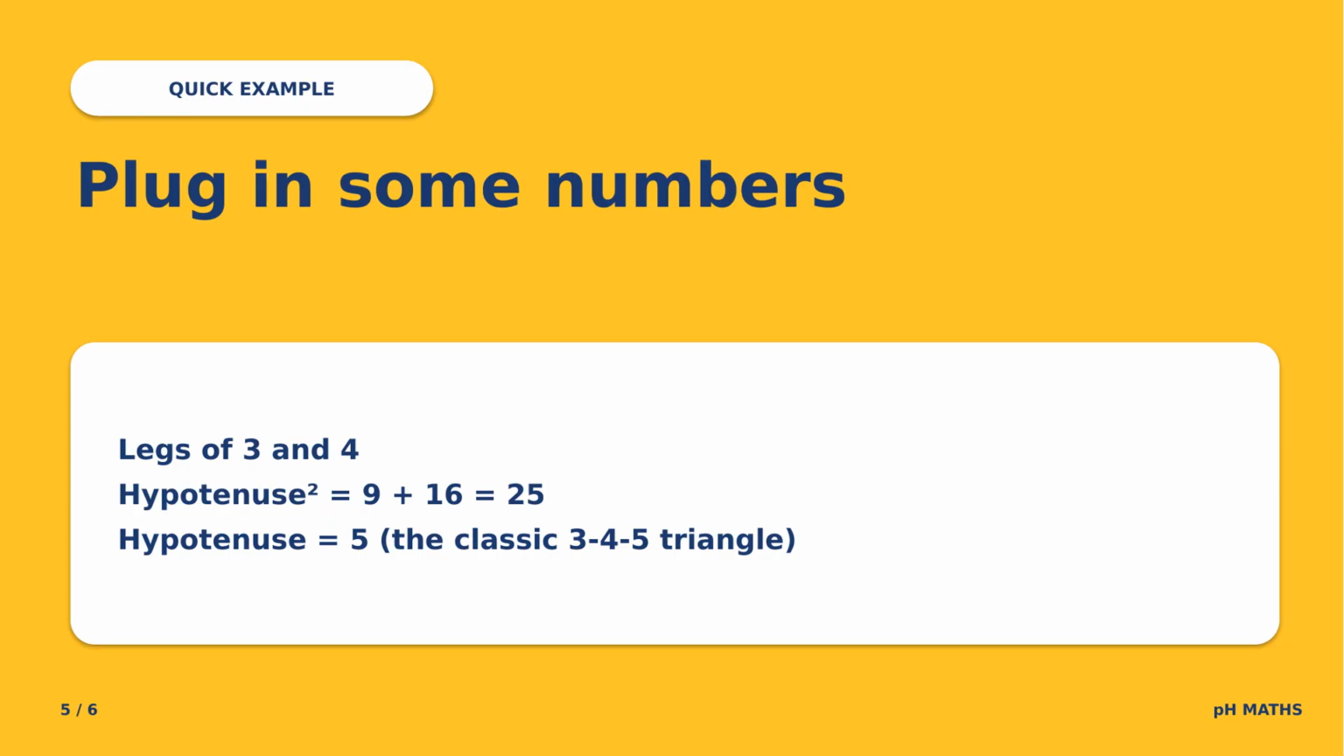Quick example. Legs of 3 and 4, hypotenuse squared equals 9 plus 16, which equals 25. Hypotenuse equals 5. The classic 3, 4, 5 right triangle. Once you've spotted that, no calculators needed, an instant answer for you.